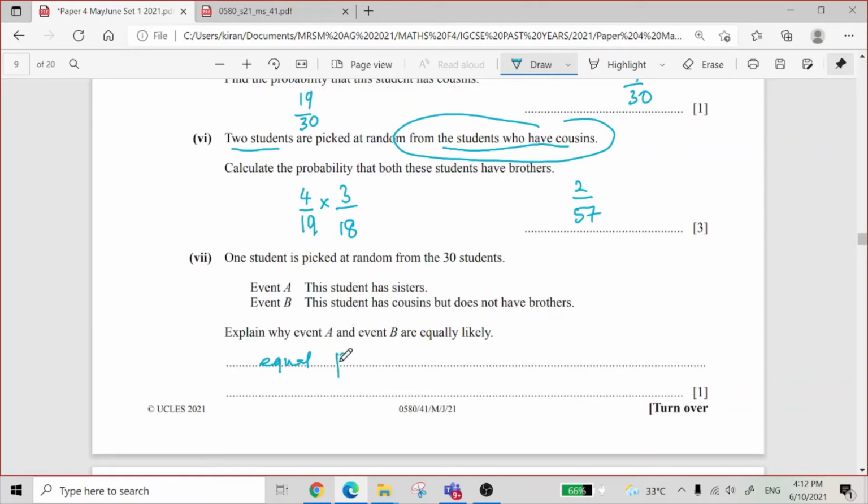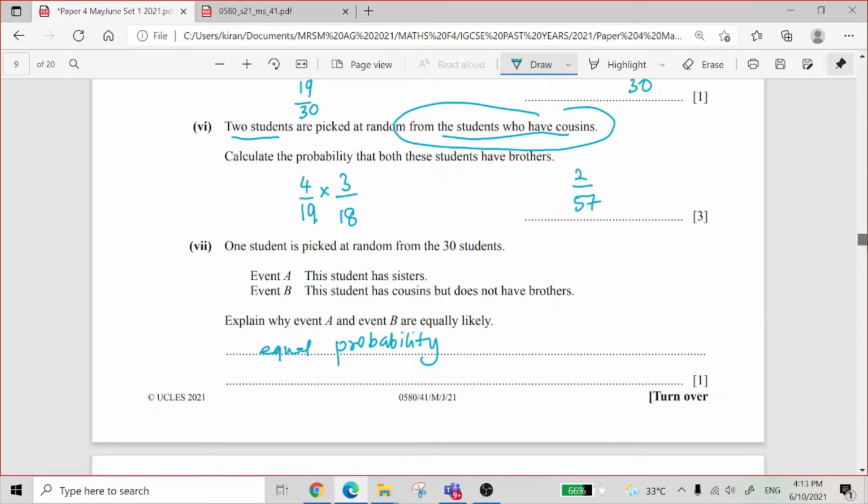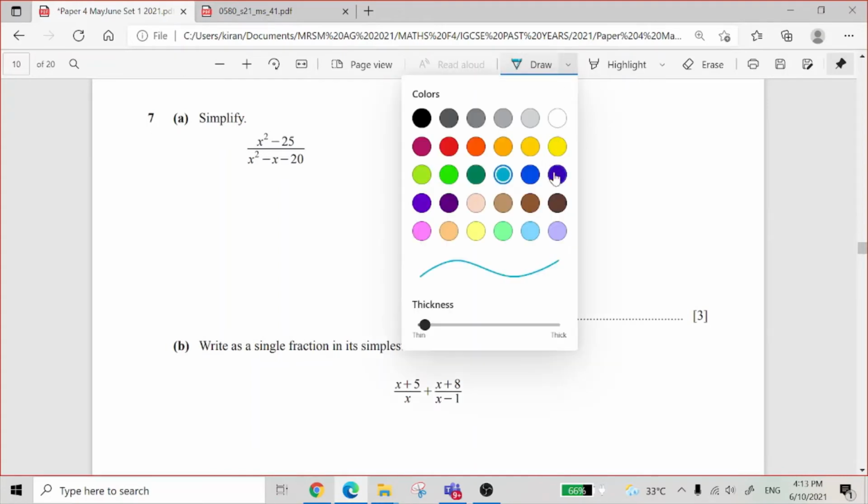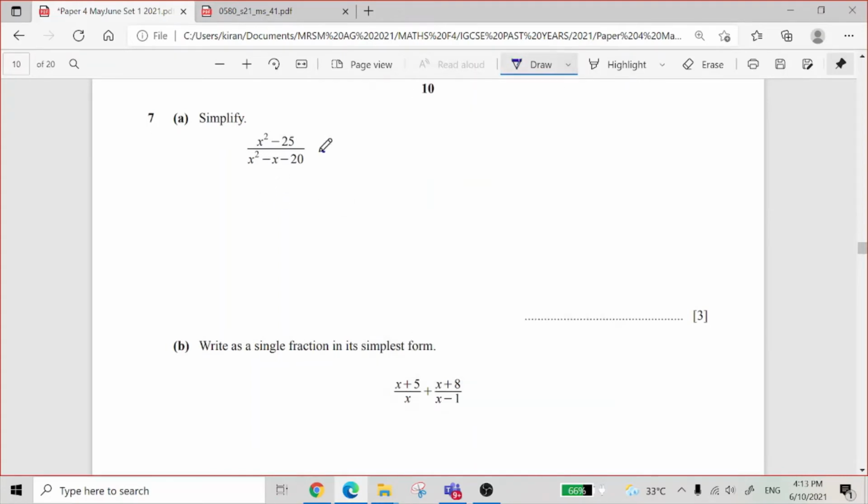Okay, that is for question number 6. We go to question number 7. Okay, simplify. For this question, we're going to simplify both numerator and denominator. So this one you can factorize as a difference of two squares. Okay, so we have x squared minus 5 squared.